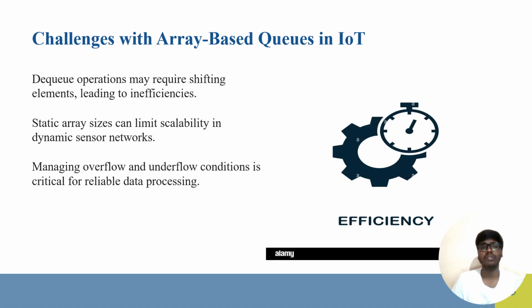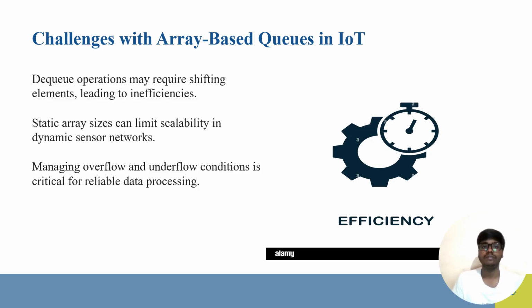Let's discuss the challenges with array-based queues in IoT. The DQ operation may require shifting elements, leading to inefficiencies. Static array sizes can also limit scalability in dynamic sensor networks, and managing overflow and underflow conditions is critical for reliable data processing.